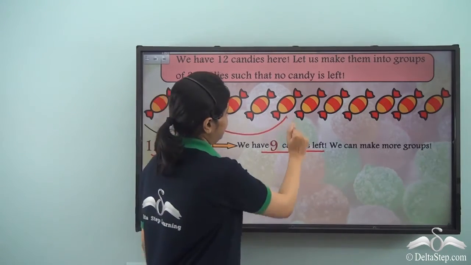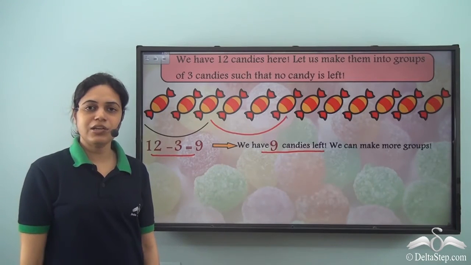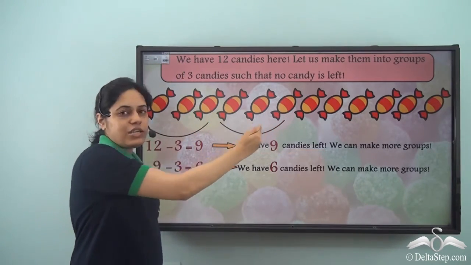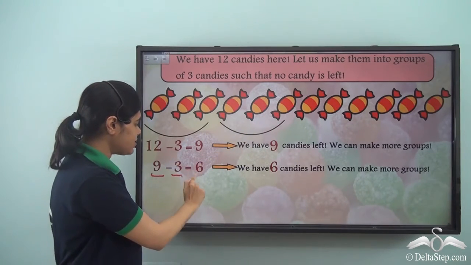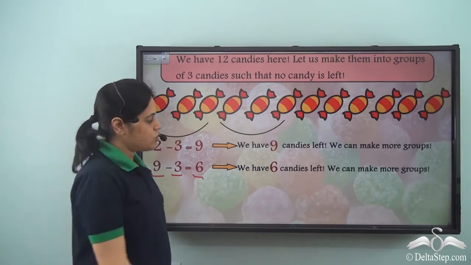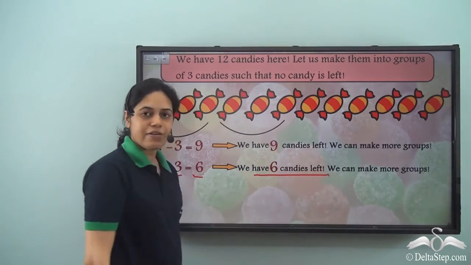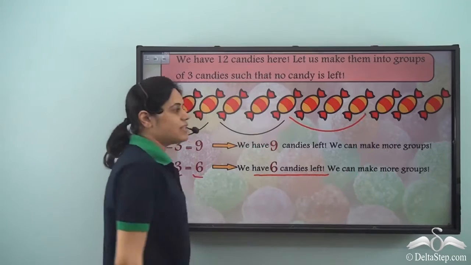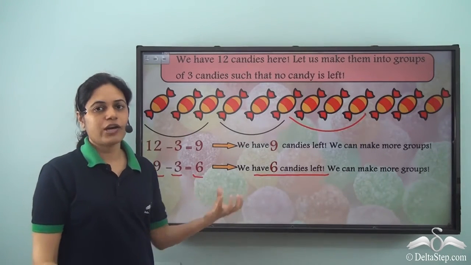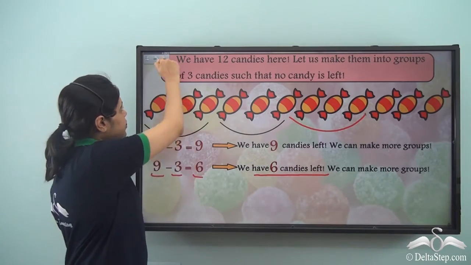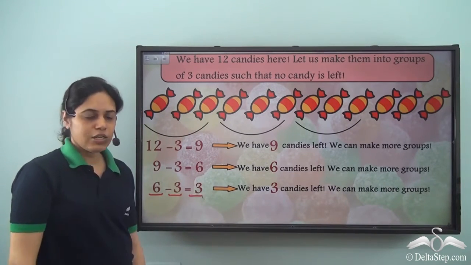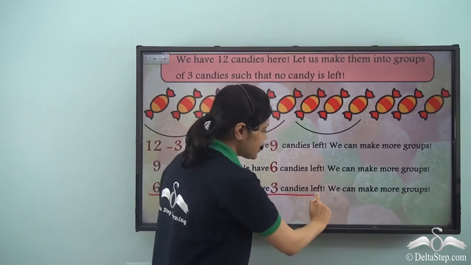Now let me club these 3 into one group. So when I club these 3 into one group, 9 minus 3 gives me 6. So we still have 6 candies left. So we will make more groups. I once again club these 3 or combine these 3 to form another group. So 6 minus 3 gives me 3. So we still have 3 candies left.